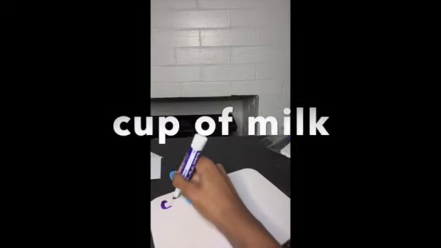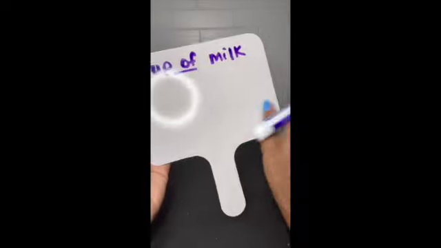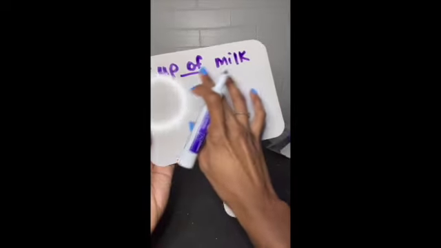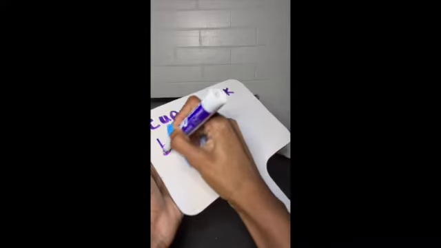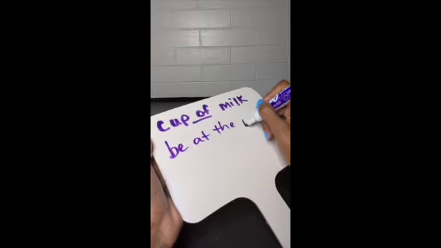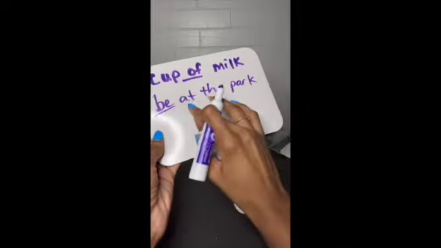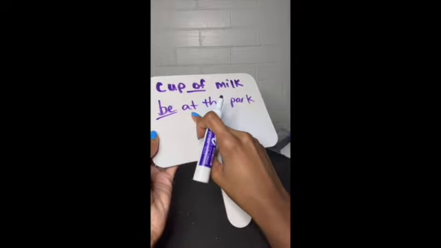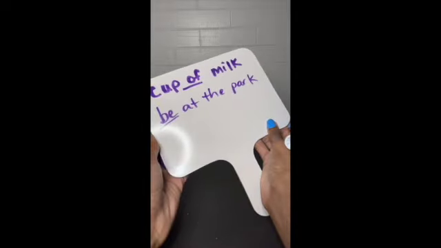Our first one is cup of milk. The word that they should know is of. You're saying cup. They're saying of. Milk. Draw me a cup of milk. Be at the park. Be is the word. At the park. At comes a little bit later in the sight words. They should know the park. Draw me a picture of you being at the park.